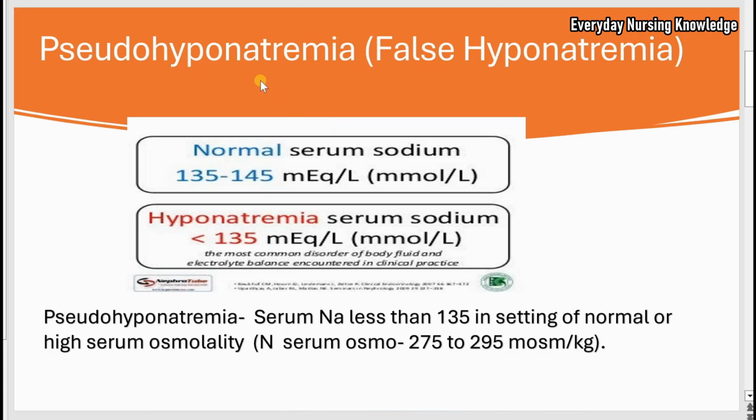What is pseudohyponatremia? That is false low sodium. Normal serum sodium level is 135 to 145 milliequivalent per liter, or millimole per liter, and you call it hyponatremia when the serum sodium drops to less than 135.